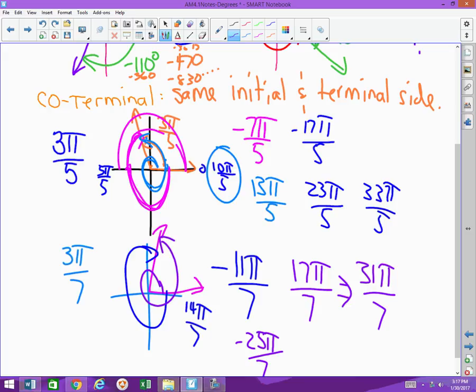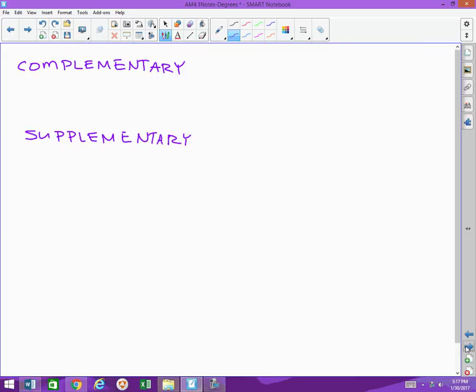So that's what coterminal angles are. Complementary angles make a right angle, which means they're 90 degrees or pi over 2. Well, if the angle's in degree mode, I hope you don't have any issues trying to find the complement of it. But what if it's like pi over 5 and you want to find the complement?